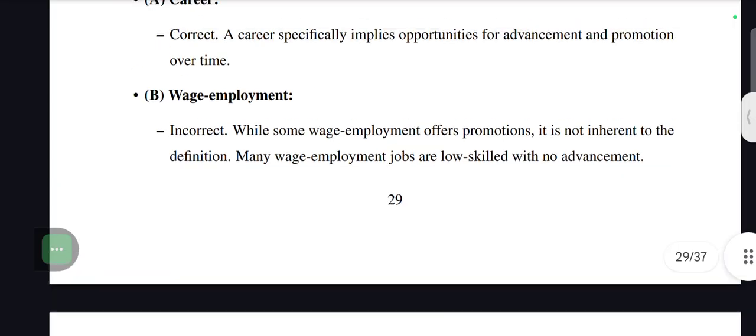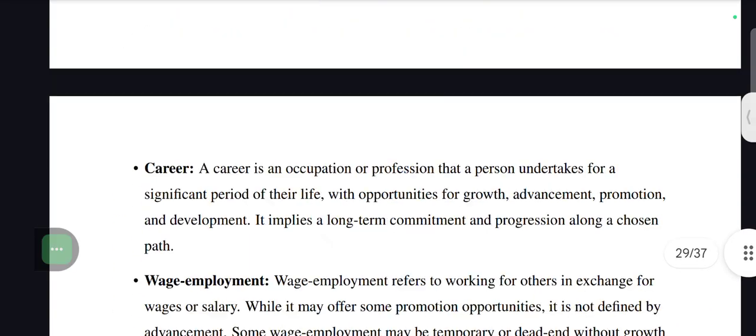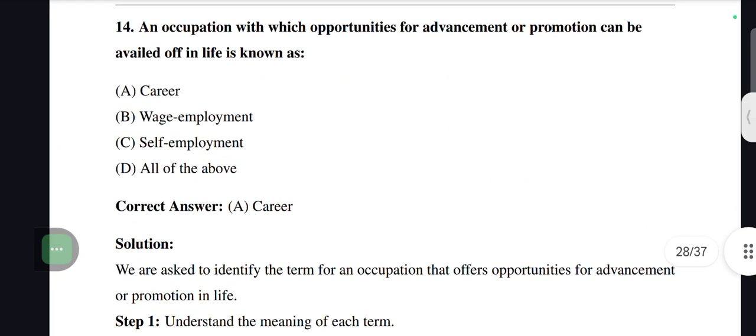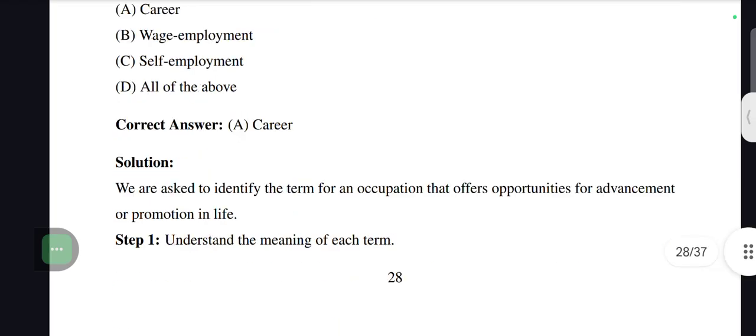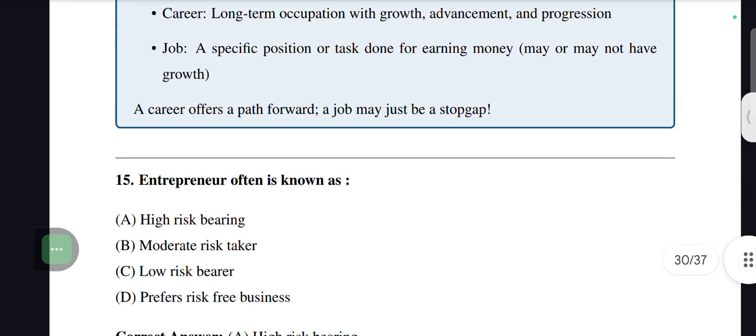So a career specifically implies opportunity for advancement and promotion over time. So the question, an occupation with which opportunities for advancement and promotion can be available, the correct answer is career, as there will be an opportunity to get advanced and get higher promotions if you work for more years and get experienced and do the work very well. Therefore, option A is the correct answer.